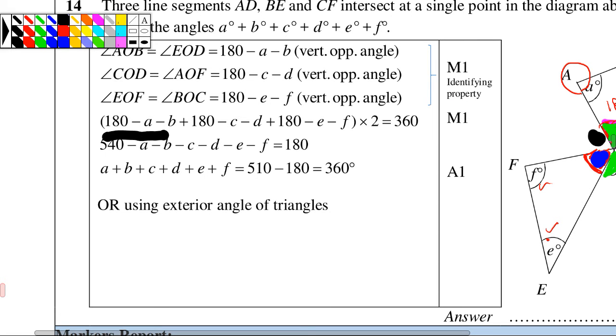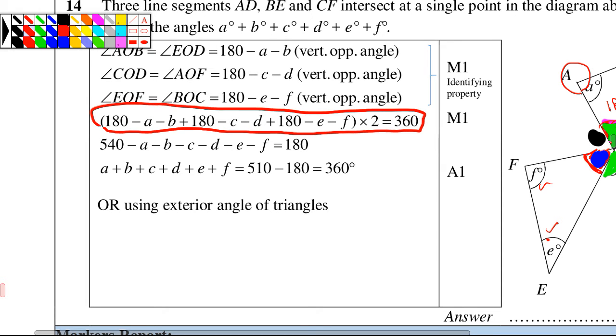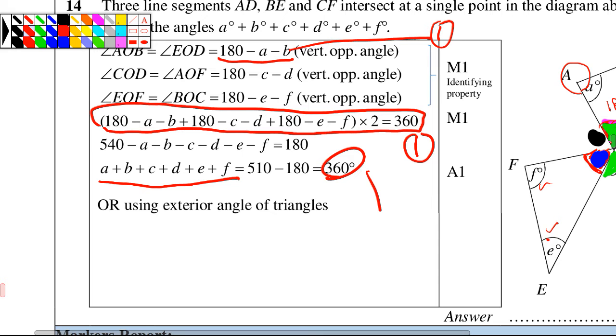But how do I give the mark? If you can write this, is 1 mark. If you can write one of it, is 1 mark. You can write either 3. You can write this, or this, or this is 1 mark. Anyway, you see 180 minus A minus B, just give yourself 1 mark. So 1 mark, the final answer 1 mark. So this equal to 360, 1 mark.